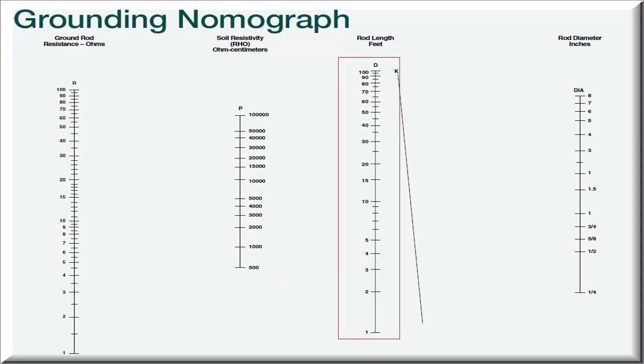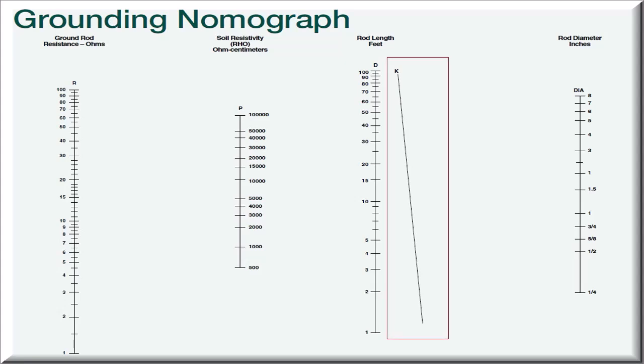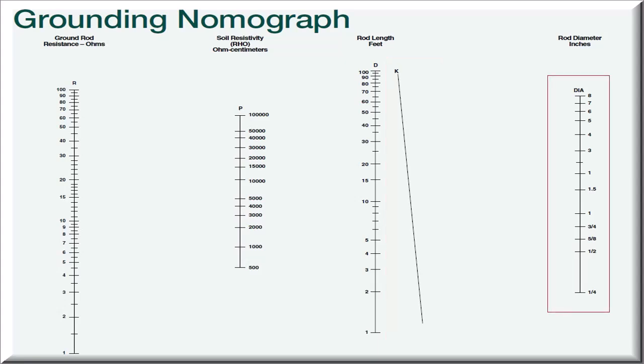The D scale represents the depth and is what we will use to find our answer. The K scale contains constants that will assist us in finding the depth. Lastly, the DIA represents the ground rod's diameter.